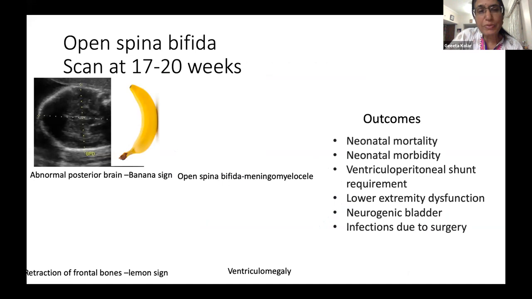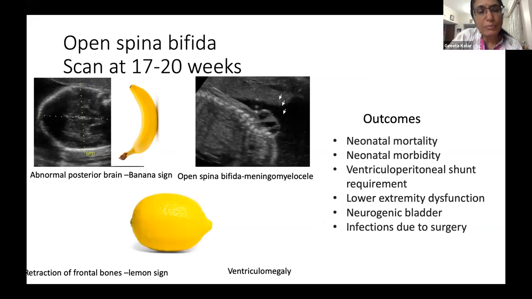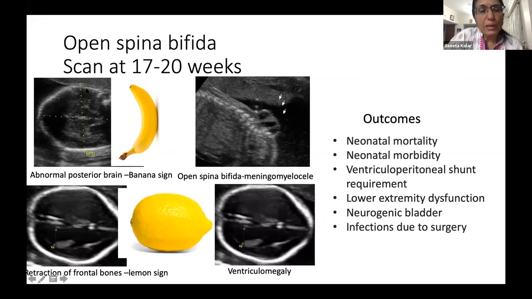For open spina bifida on the scan at 17 to 20 weeks, there are two important markers. If you look at the brain and look for the lemon and banana signs, there is almost a 99% detection rate. You may or may not be able to see the spine sometimes depending on the fetal position. But if you see a flattened cerebellum, which is called the banana sign, scalloping of the frontal bones, which is the lemon sign, and ventriculomegaly, you certainly need to look for open spina bifida.